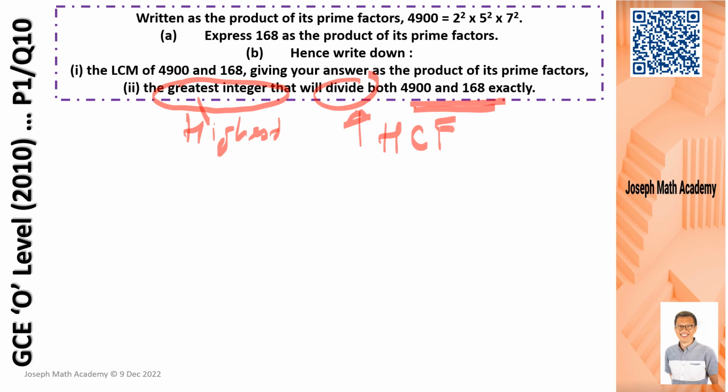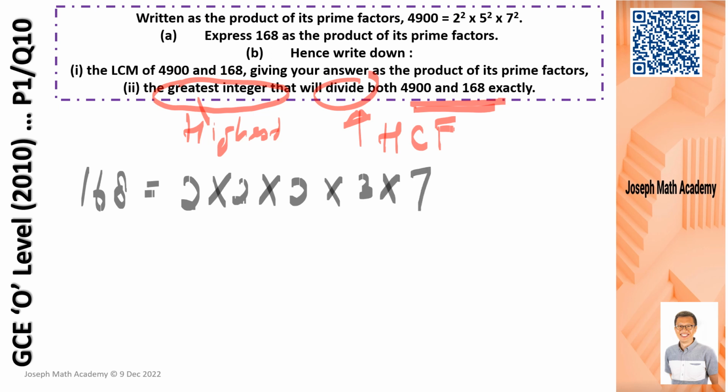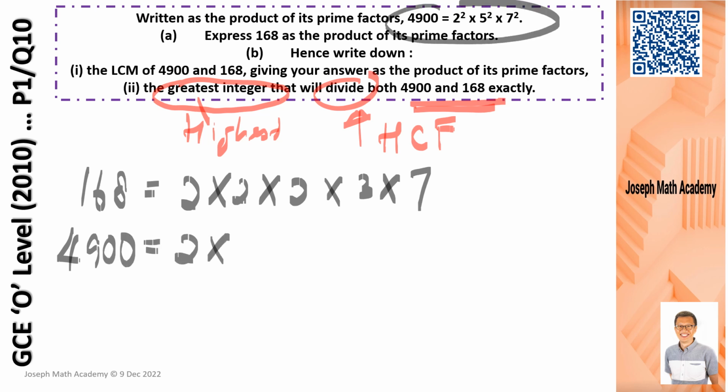So let me write down the two numbers in their prime factors first, then we can explain clearly from here. 168, which was used earlier, let me change the color. 168 in our earlier slides is 2 to the power of 3, and then 3 to the power of 1, and 7 to the power of 1. Then 4,900 taken from here is 2 to the power of 2, no 3, it has 5s, and it has 7 to the power of 2.